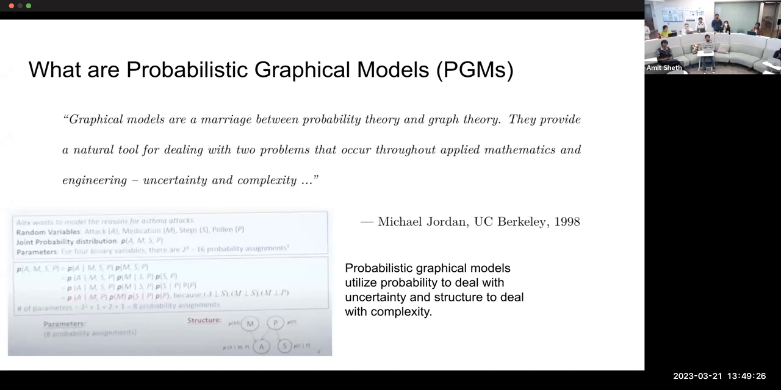Graphical models, the probability part, is used to solve uncertainty, and the graph theory part is used to provide solutions for the complexity of the data and scenarios.